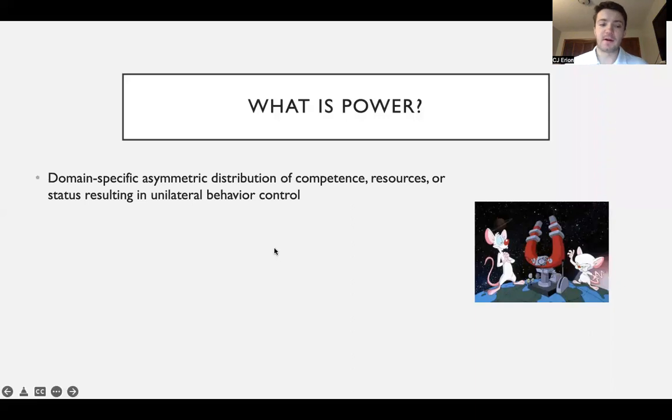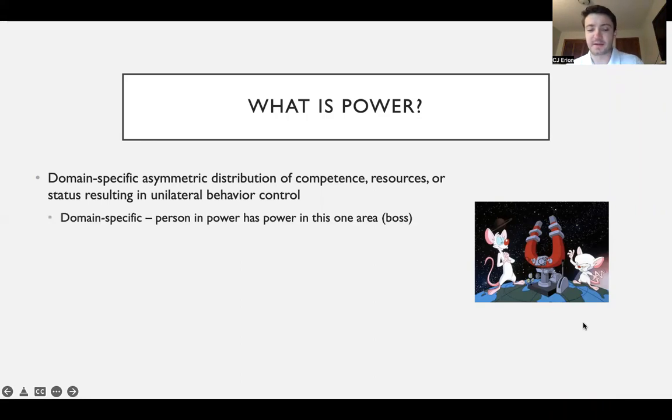So, types of power. The definition of power is domain specific asymmetric distribution of competence, resources, or status resulting in unilateral behavioral control. Try saying that 5 times fast, right? It's a very fancy way of defining power. So let's go through a couple of the specific aspects of this to clear it up a little bit.